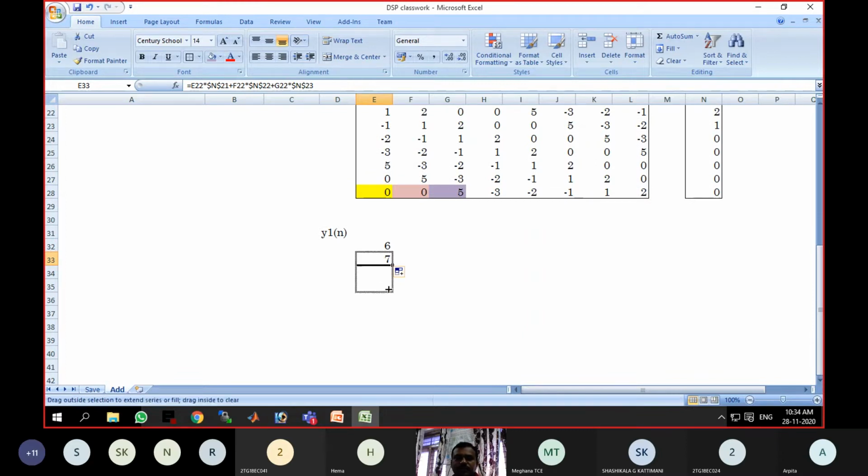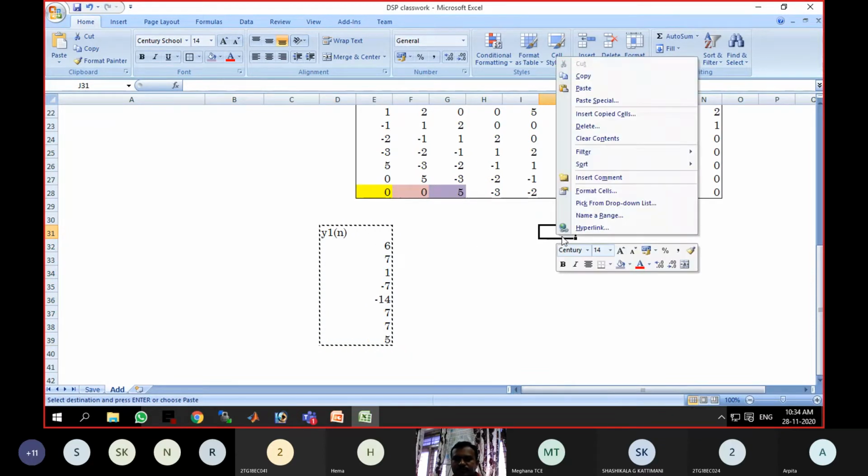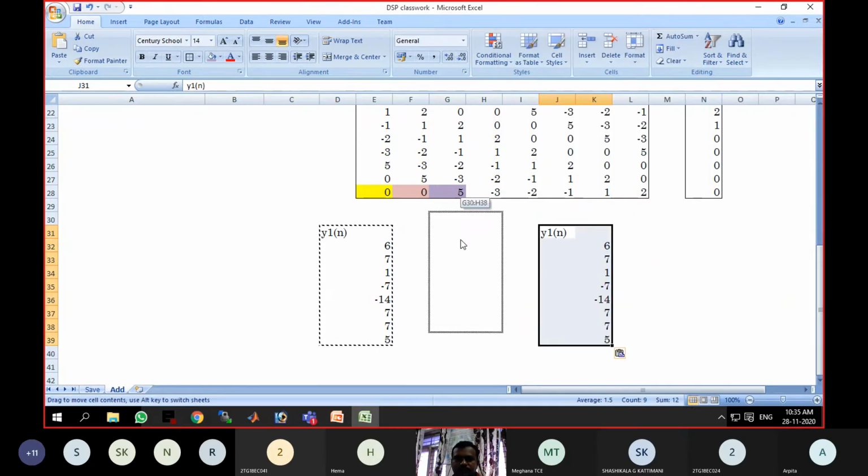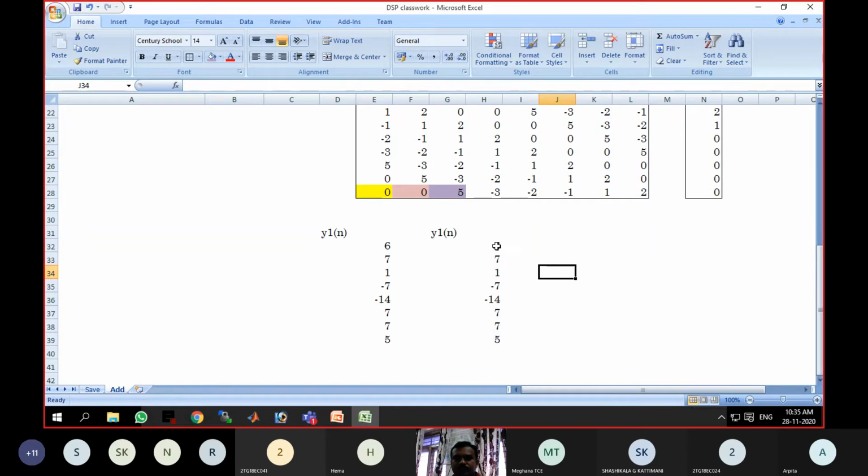And I need to go for all 8 elements. Is it 8 elements? Yeah. So overall 8 elements are over. So this is the y1 of n. Okay. So what we got is y1 of n. We got y1 of n.